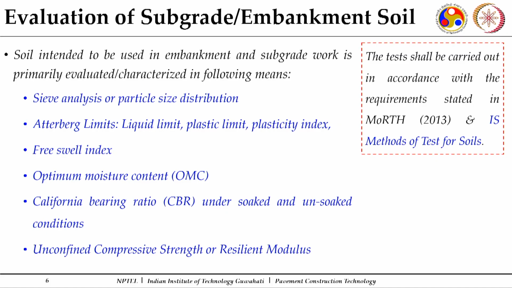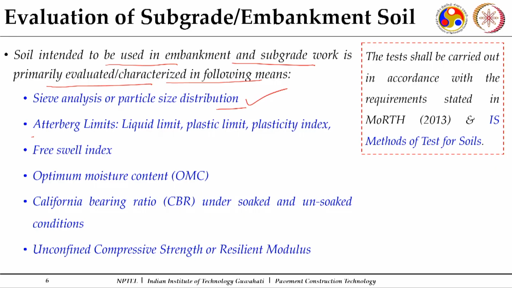So, there are some quite popular test procedures which are followed for characterizing or evaluating any soil for its use in road construction. Soil intended to be used in embankment and subgrade is primarily evaluated in the following ways. One is you work out the soil size distribution. We just discussed that if the sizes are less than 2 micron, it is a clay soil. If the sizes range from 2 micron to 75 micron, it is a silty soil.